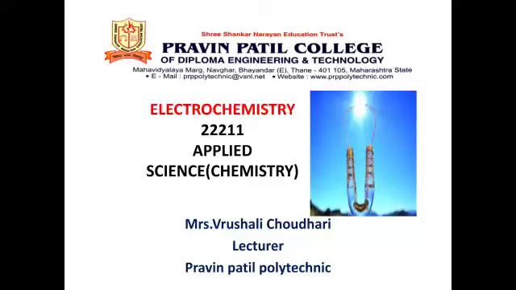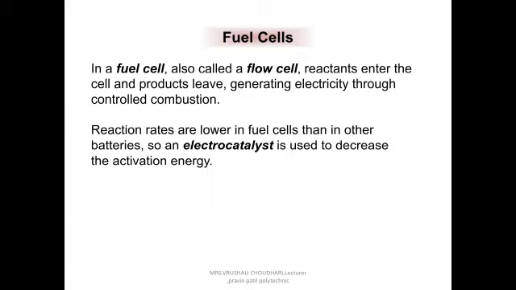We are going to learn electrochemistry for applied science chemistry. Subject code is 22211. We are using electrochemistry in the electrical engineering branch, but electrochemistry is related to our day-to-day life also. What is electrochemistry? A conversion of metals and chemicals into electrical energy, or electrical into chemical energy. During that process, a lot of loss will occur.